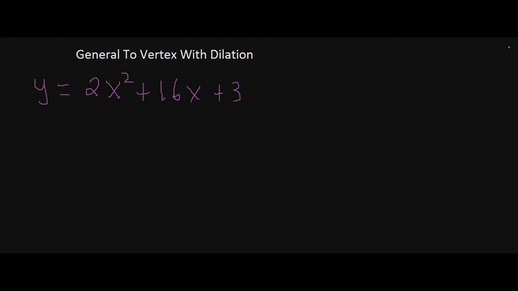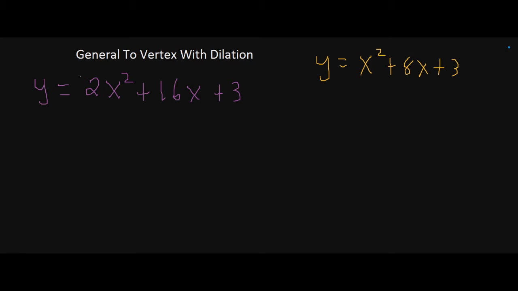Algebra 2, welcome very much to another special edition on how to go from general to vertex form with a dilation variable, okay? If you look at the previous examples that we did, you should see that we had something like y is equal to x squared plus 8x plus 3. Well, if you notice, what's the number in front of x squared? Yeah, it doesn't show it, but it's just 1, right? It's just 1. Well, over here, it's 2.